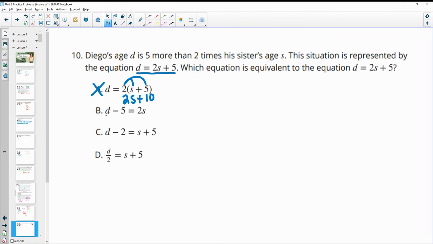B has D minus 5 and then the 2s alone. If we subtract 5 from both sides, we get D minus 5 over here, and then plus 5 and minus 5 is 0, so we just have 2s. And that matches this equation. So by subtracting 5, we obtain an equivalent equation. That means the rest of these are not equivalent.